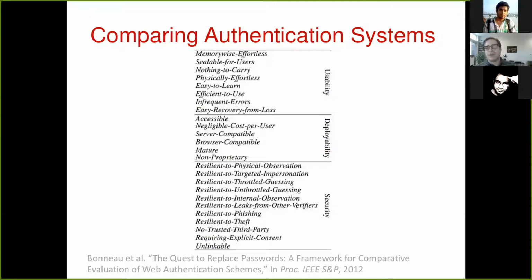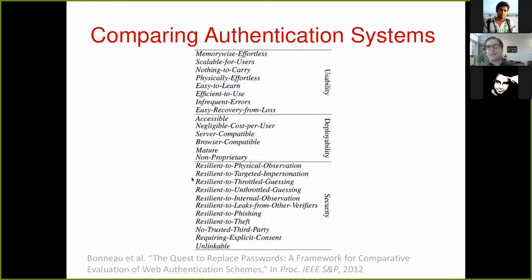You might want an authentication system for the web that's, for instance, resilient to physical observation or impersonation, or different types of guessing. Here they talk about throttled and unthrottled, and we'll see what this looks like in the case of passwords in a little bit. Resilient to things like phishing, theft, unlinkable, and not requiring a trusted third party who, of course, could be breached. These are all different properties we would want from the security perspective. And I'll break it to you that basically no authentication system has all of these properties, unfortunately.